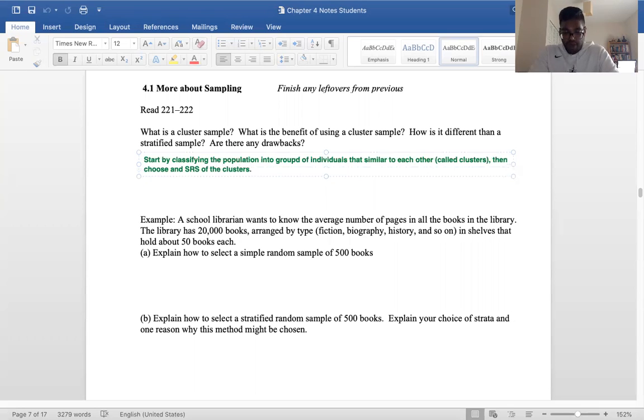Okay, and then all individuals within the cluster are chosen to be included in the sample. Okay. So this is saying all from some groups. Okay, so instead of some from all, you're doing all from some. And one of the benefits of this is that it saves time and money.